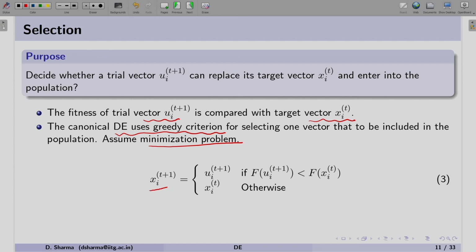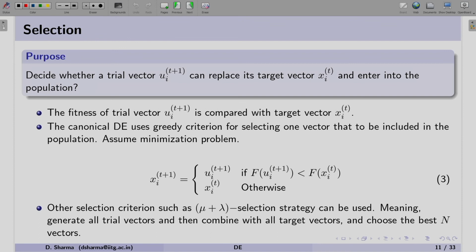It says that the target vector for the next generation population, which is t plus 1, will be the trial vector if the fitness of the trial vector is better than the target vector. So, let us copy the trial vector. Otherwise, we will be copying the target vector as it is into the next generation. What we can understand from here is that we are taking the trial vector and the target vector, comparing these two solutions and choosing the best.